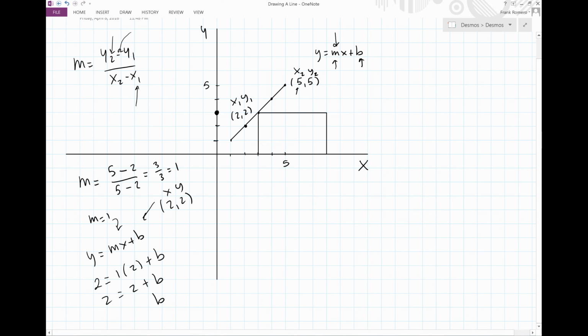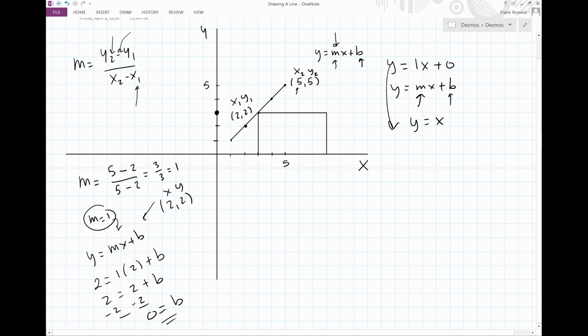B, well, let's subtract 2, we have to isolate b, right? B is equal to what? 0. So the equation of the line here is going to be y is equal to 1x plus 0, right? Because that's y is equal to mx plus b. So m was 1, because we discovered it as 1. And b is 0, because we discovered that. And so, to make this easier, y is equal to x. It almost looks very similar to the vertical and horizontal lines. Very similar. Okay.